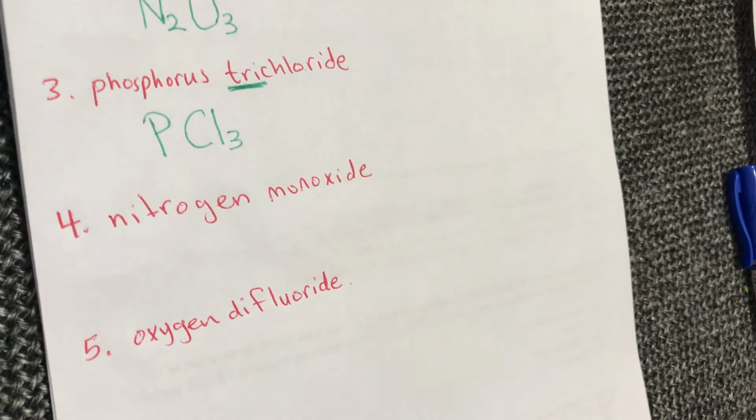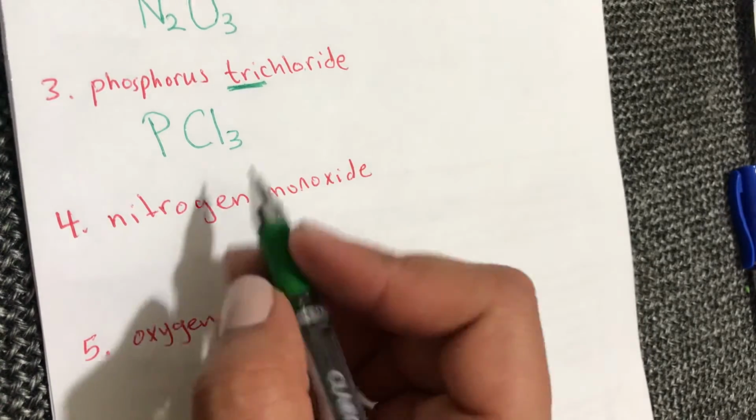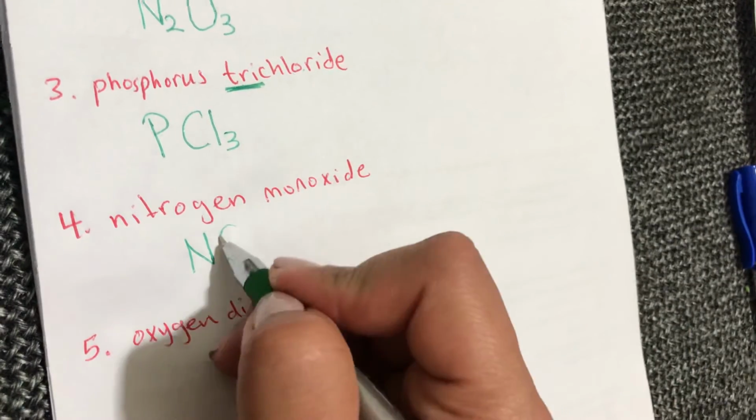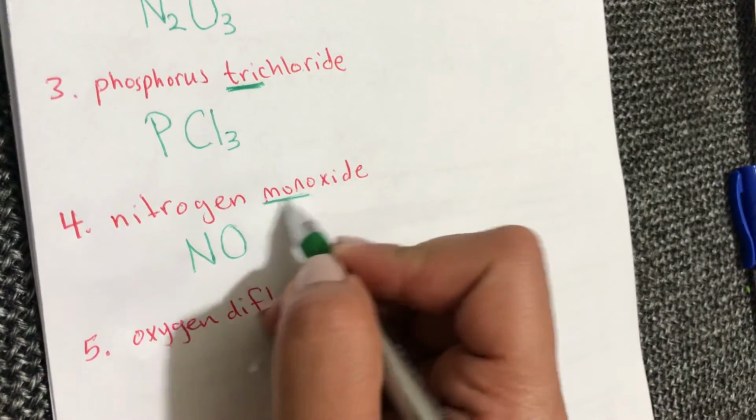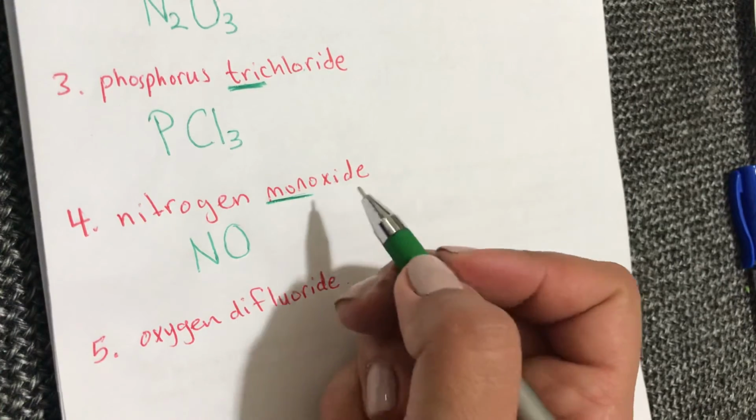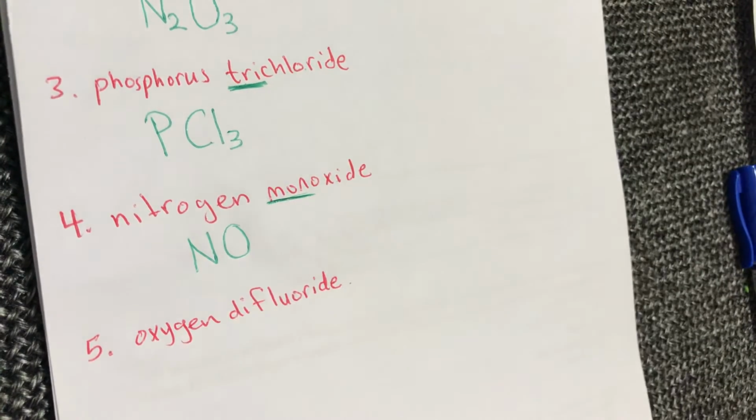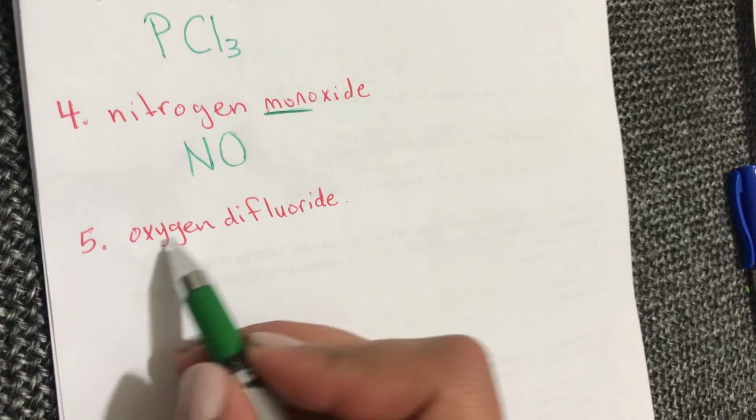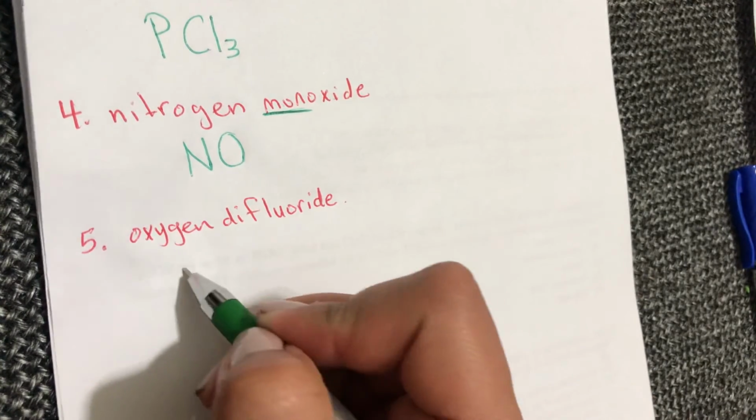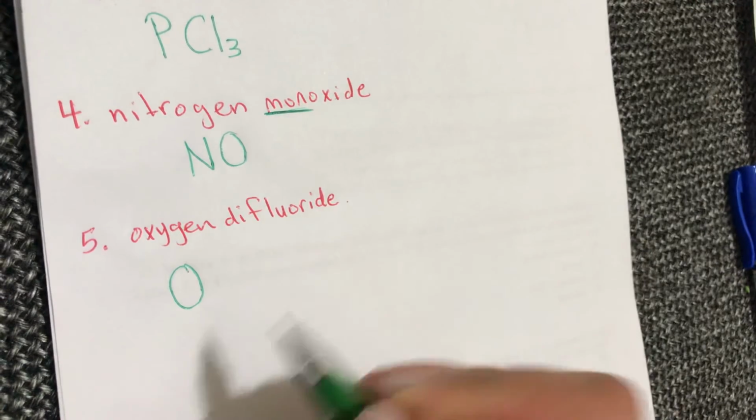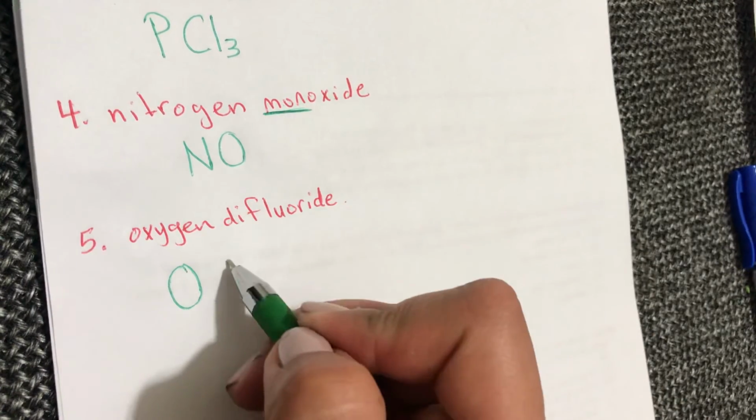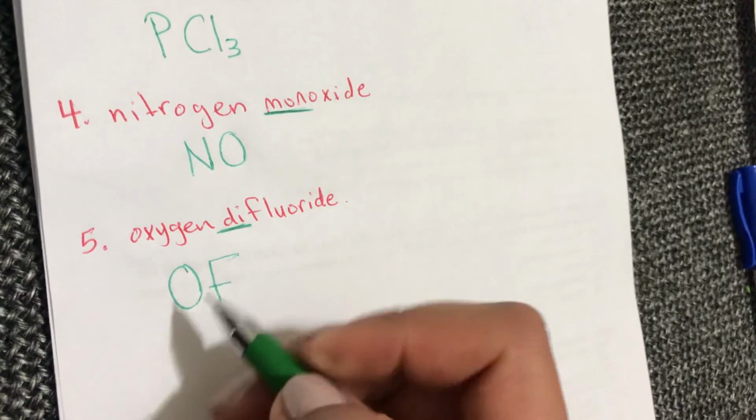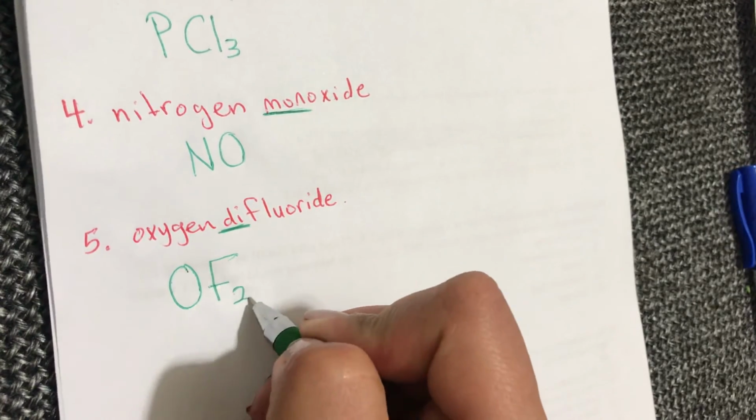Now what about nitrogen monoxide? Nitrogen monoxide, oxide for oxygen. How many oxygen? Mono. Mono refers to 1, so NO. The last example, oxygen difluoride. Oxygen difluoride, you have fluoride. How many? Di refers to 2, so OF2.